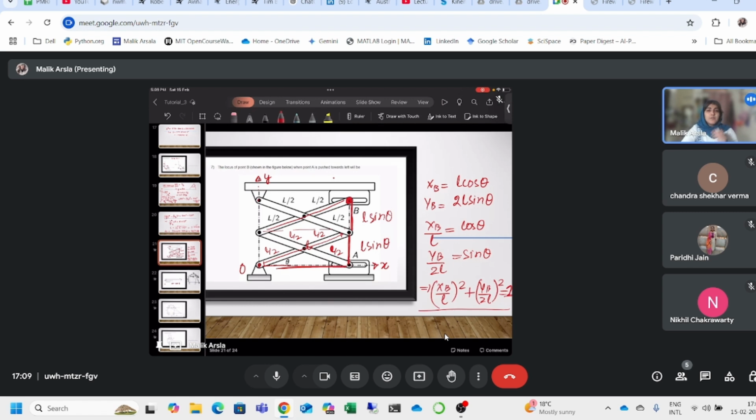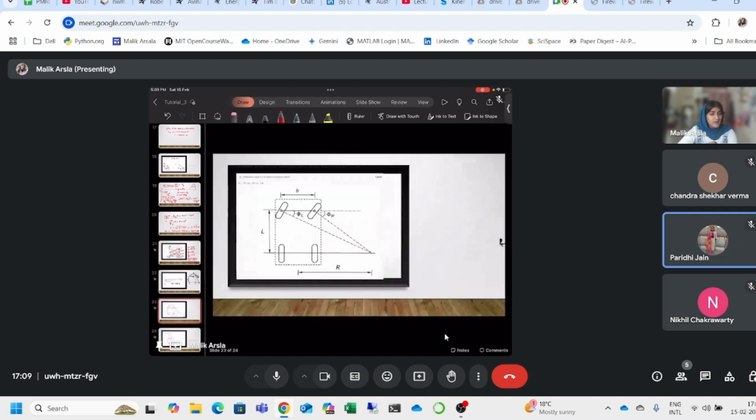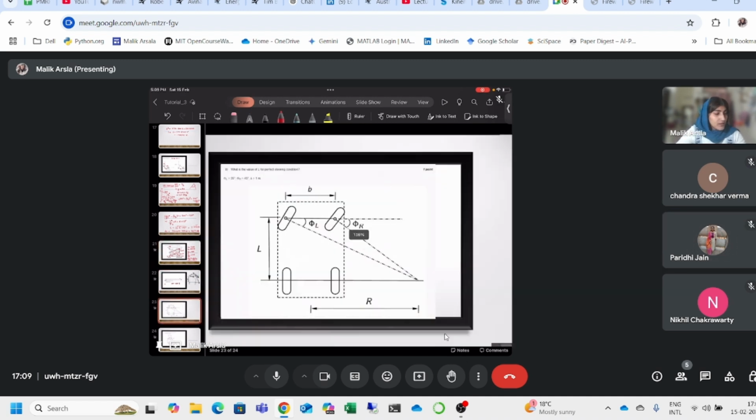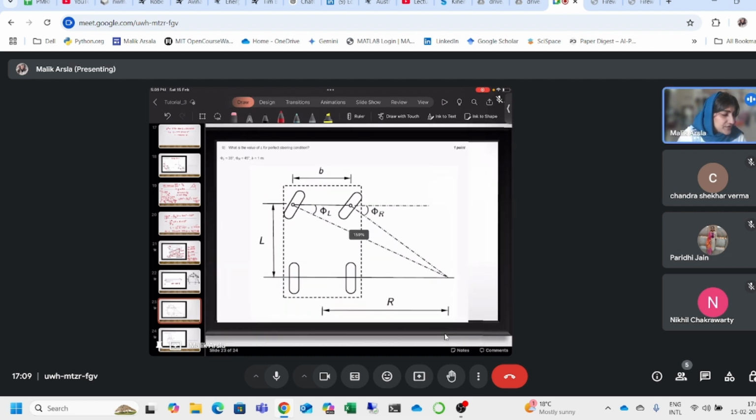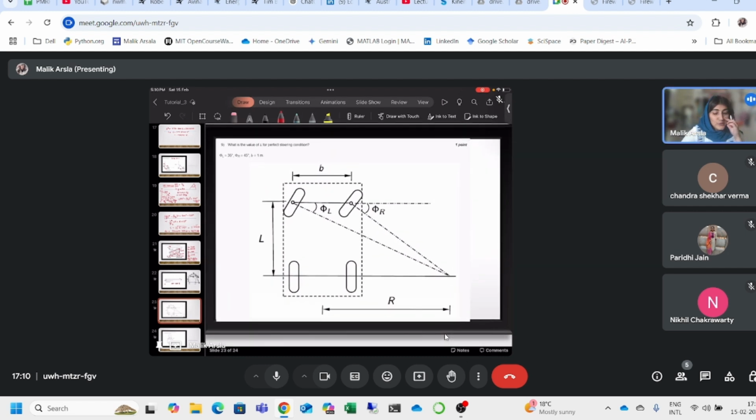Find the relationship basically between the coordinates. Okay. Is it clear? Then we can move to the next question. Yes, ma'am. Okay, these two questions are simple, so please do them quickly because they are just formula based questions.